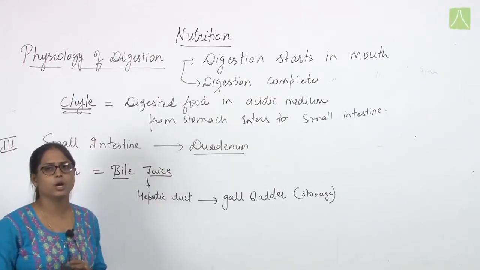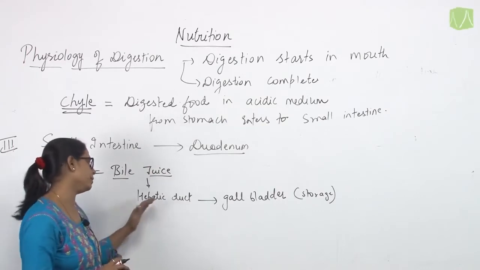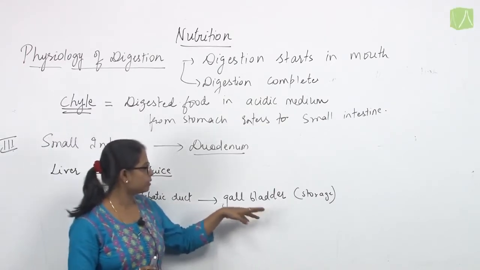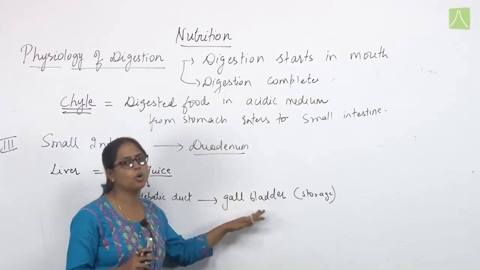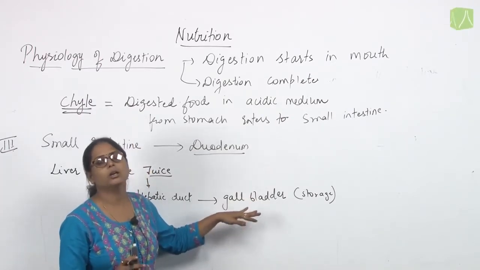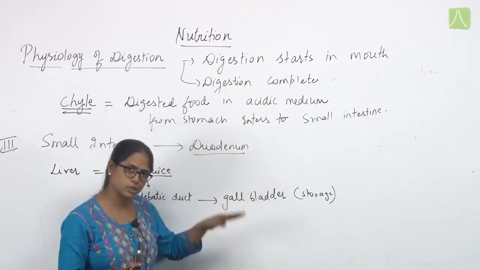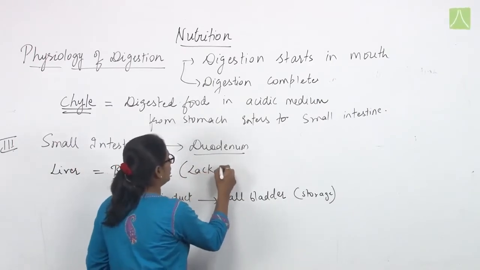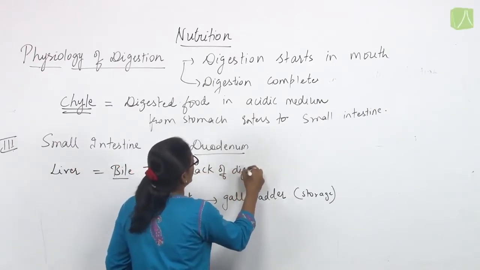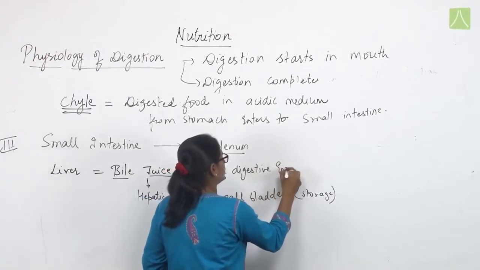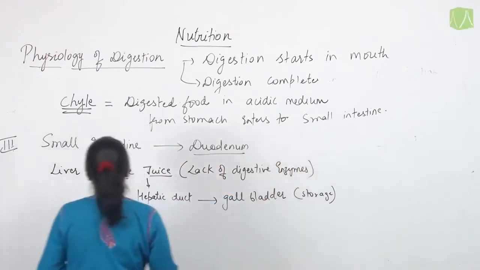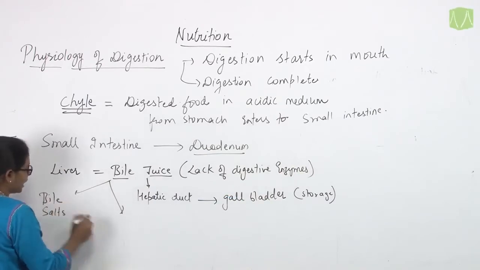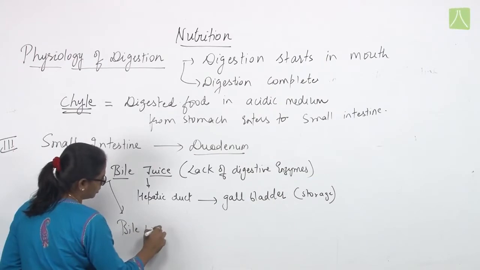This is the duct that comes out from the liver. That is why it is known as the hepatic duct, because the term hepatic is used for liver. Now, for some time, the bile juice remains stored in the gallbladder until it is used for the process of digestion. Although bile juice does not contain any digestive enzyme, it contains two main components, bile salts and bile pigments.